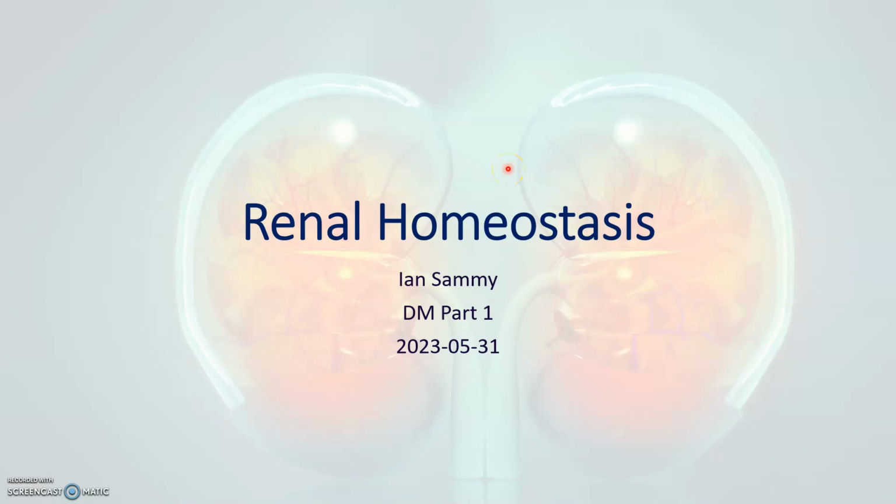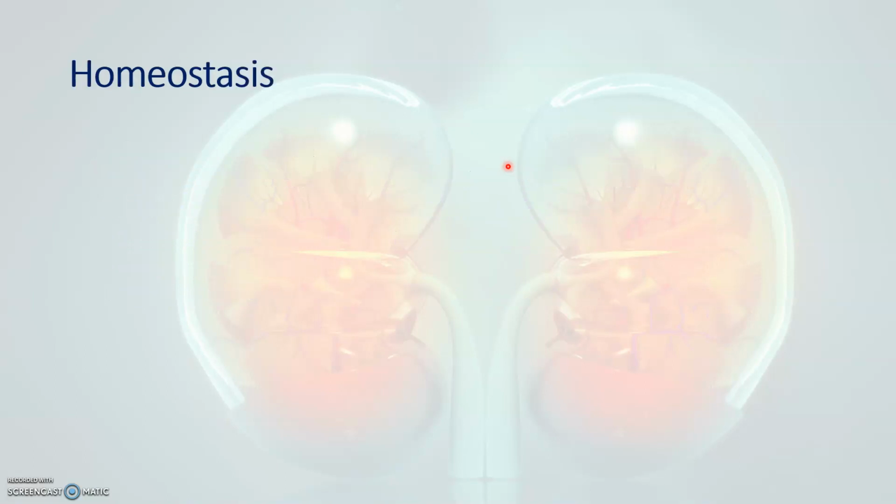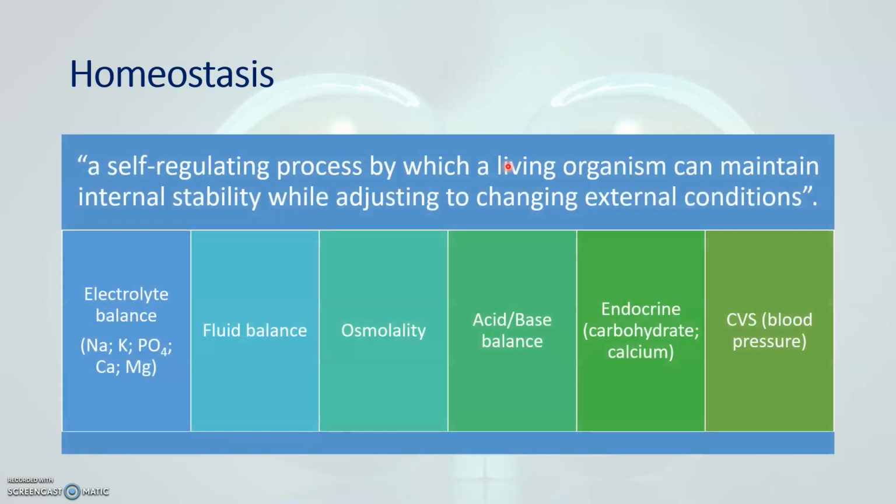In our final talk on renal homeostasis, we're going to look at glucose homeostasis and the kidney. As usual, we have our diabetic patient who we've been talking about for the entire series, and at the end of this talk we'll see how this ties into glucose homeostasis and the kidney. Again, just to remind us what homeostasis is and the ways in which the kidney may be involved.